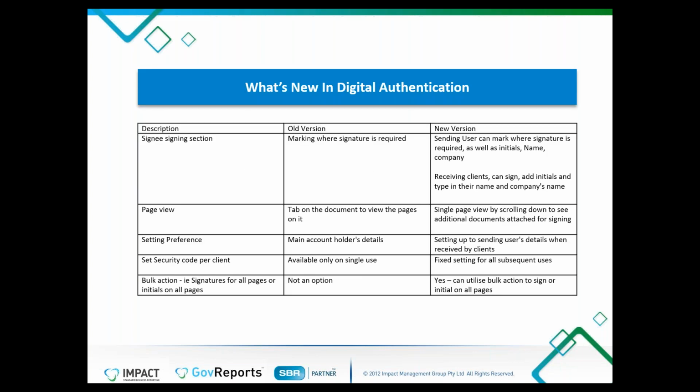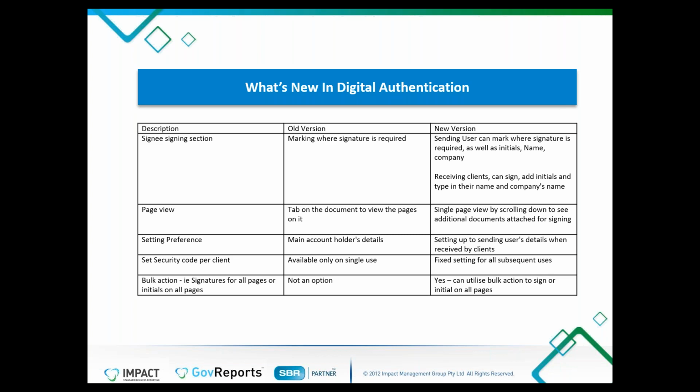So what's new in digital authentication? Let's compare the new version and the old version. It opens in a new browser screen, as did the older version. And the signing section, where you mark where the signature is required when you send off a document, in the old version, you can now in the new version have not just the signature, but you can also have initials, name, and a company, and the receiving clients can sign, initial, or type their name and company name in. So that's a little bit more functionality than it had before.